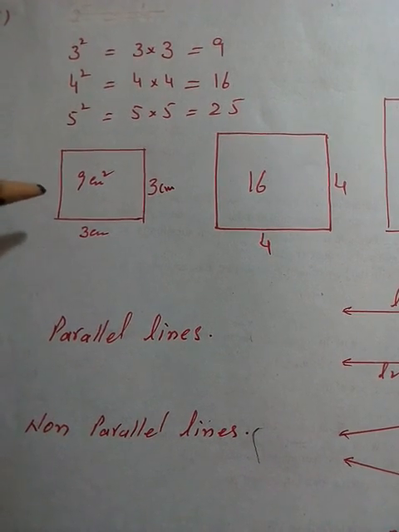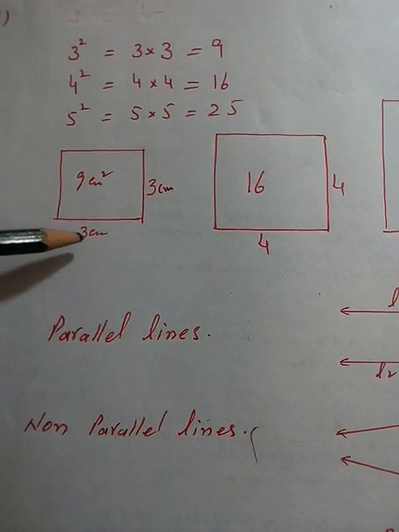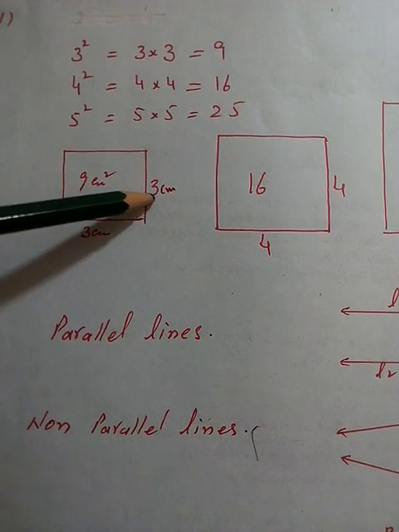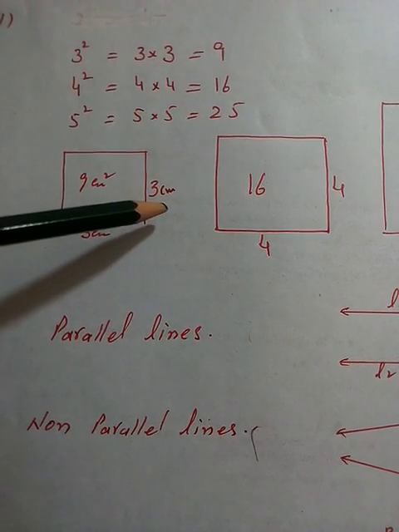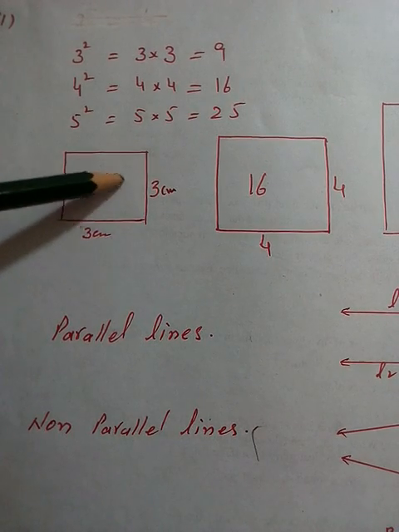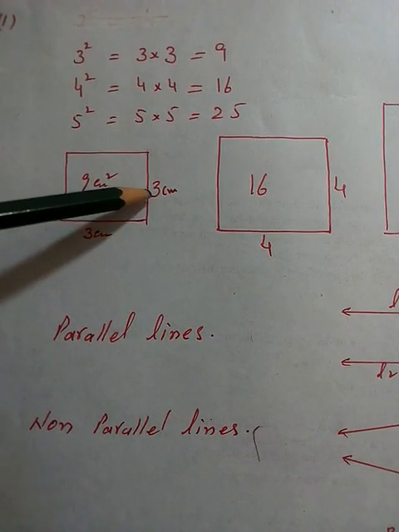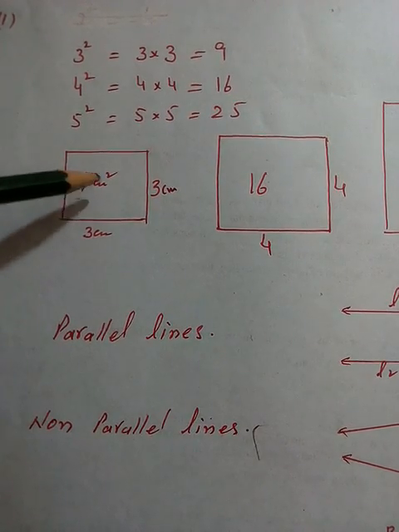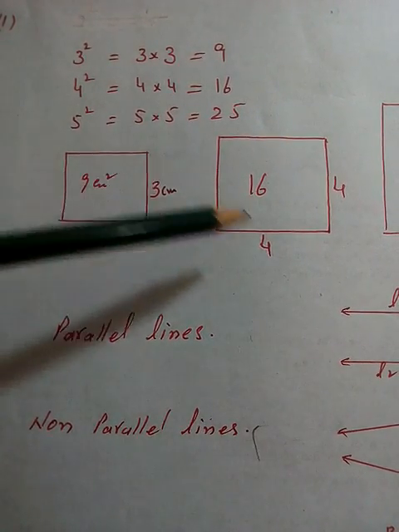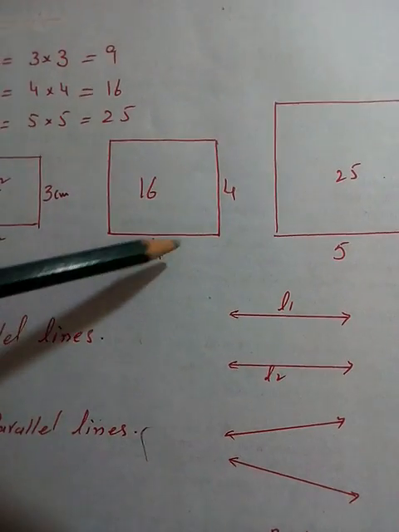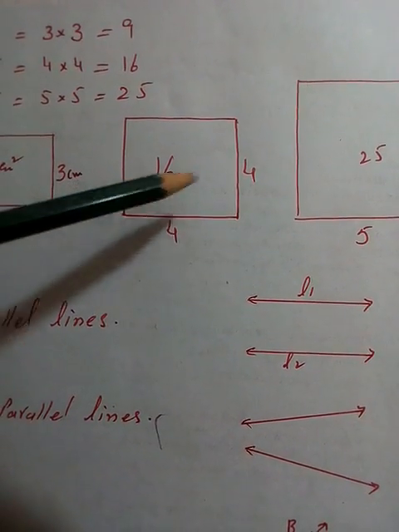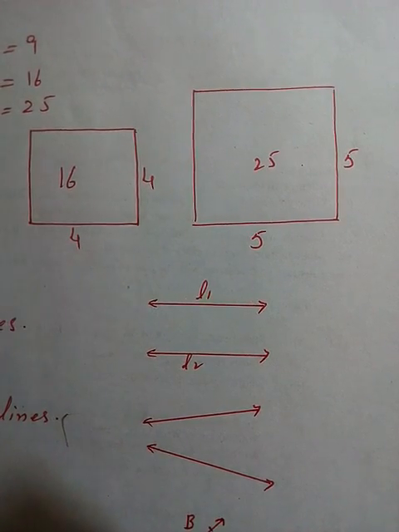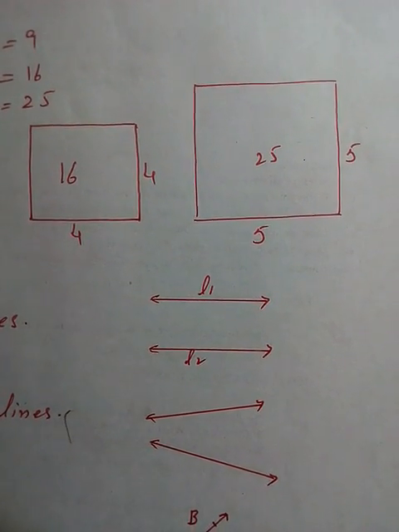If all sides are equal, that is a square. Suppose it is 3 centimeters and this side is also 3 centimeters. When we multiply, we get the area. When you multiply these two sides, 3 into 3, that is 9, that is the area of this square. In the same way, 4 into 4, that is equal to 16, and 5 into 5, that is equal to 25.